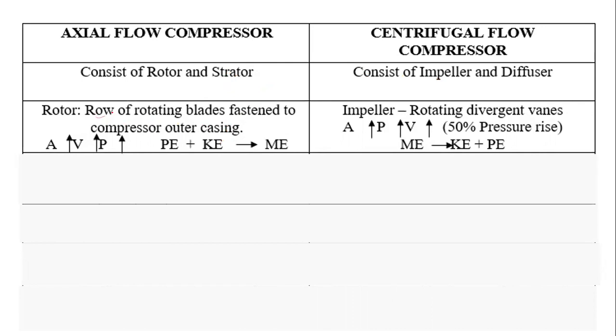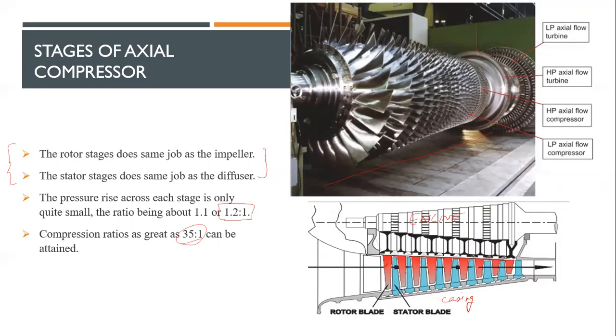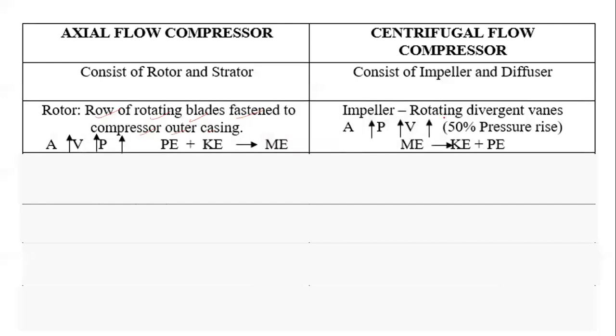Rotor: a row of rotating blades fastened to the compressor outer casing. Okay, the rotor was written the wrong way round, no, it's correct. Impeller is rotating divergent wheels. So in this, you can see velocity increases and pressure increases, both are increasing. In all this also, both are increasing.